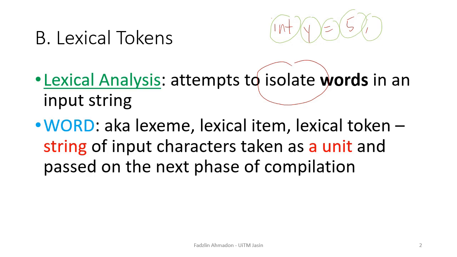So what are words in this phase? Word, also known as lexeme or lexical item or lexical tokens, are basically a string of input characters that is taken as a unit, and they will be passed on to the next phase of compilation.